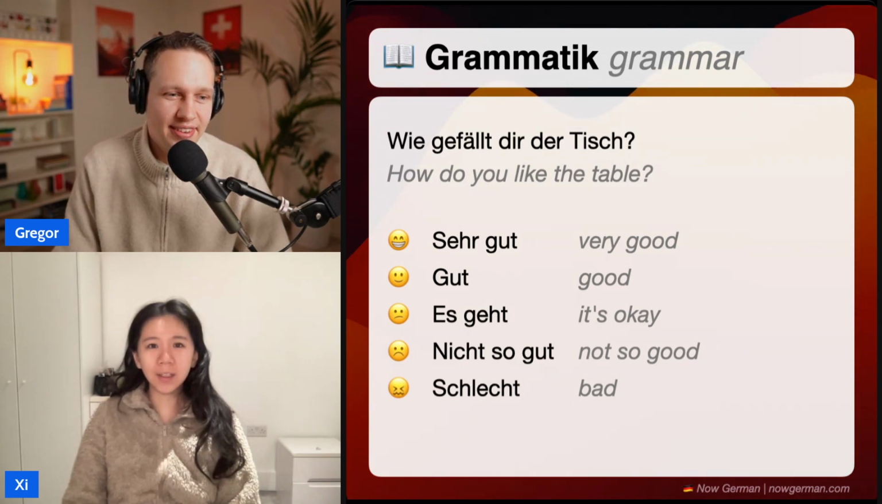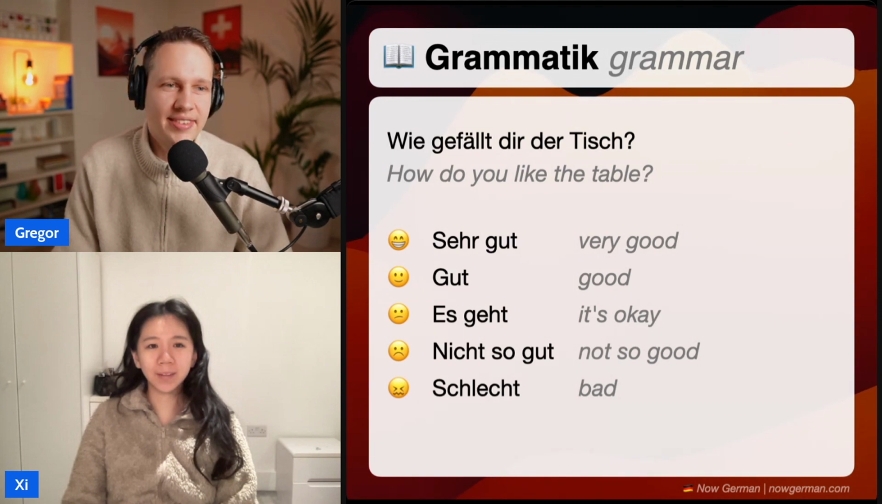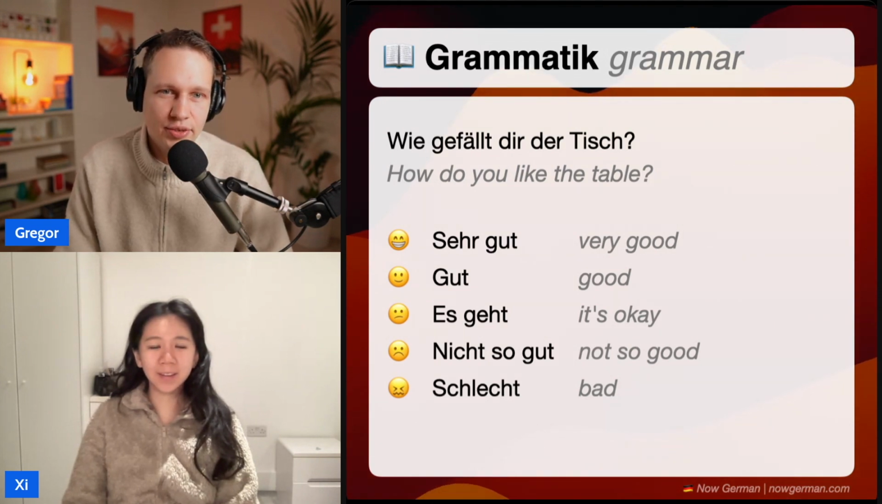Wie gefällt dir das Wohnzimmer? I can also say gut.